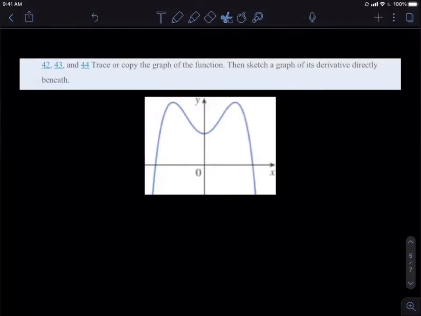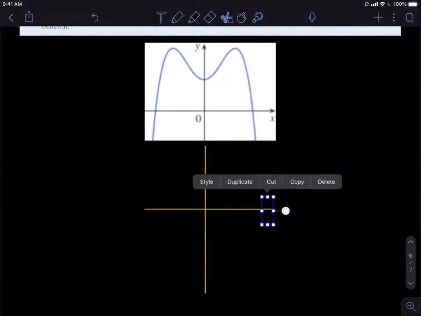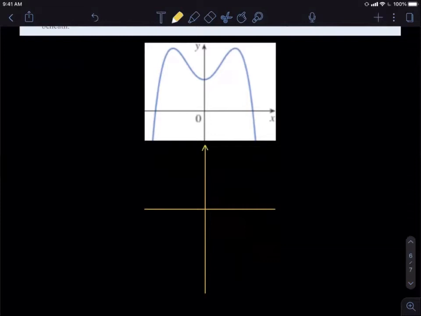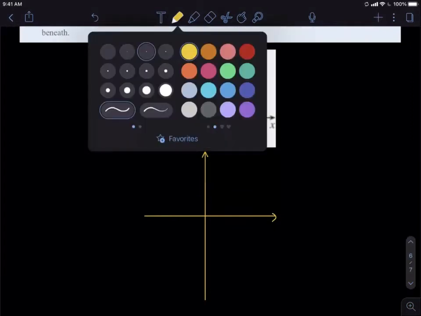This problem is asking, given a graph of a function, to graph its derivative. Okay, so here we need to draw a new set of axes, directly below. That's the easiest. Let's do something like this. There we go. Okay, and now we need to look for important features of the original function.